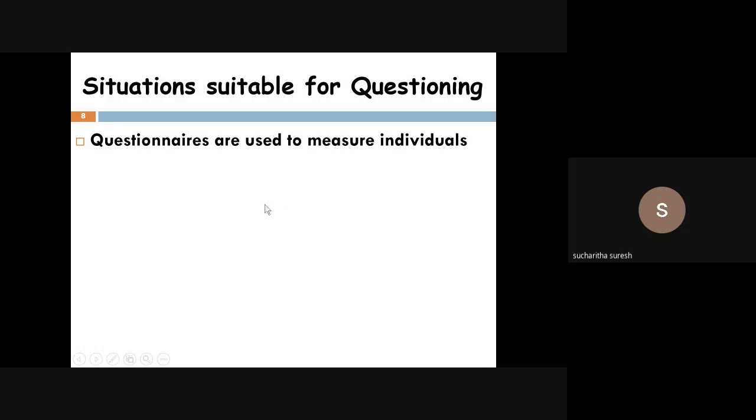Okay, so now, what are the situations suitable for questioning? Questionnaires are used to measure individuals. When we have to use a questionnaire, or which method is better? Whenever we are measuring the behavior of the person. Experience of behavior means what? Like the behavior of online purchasing.